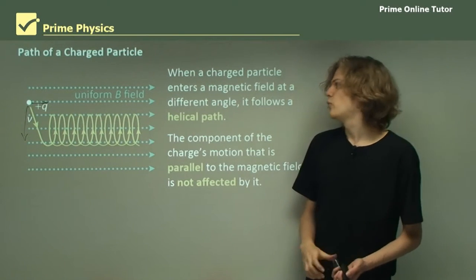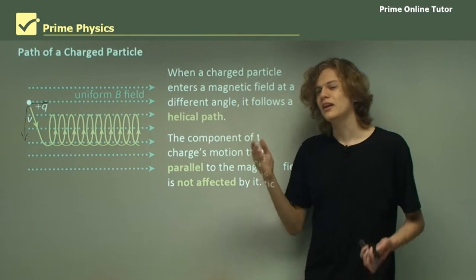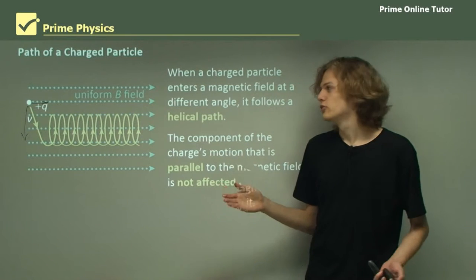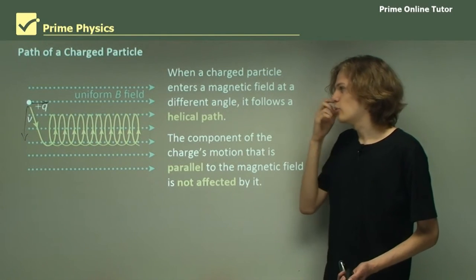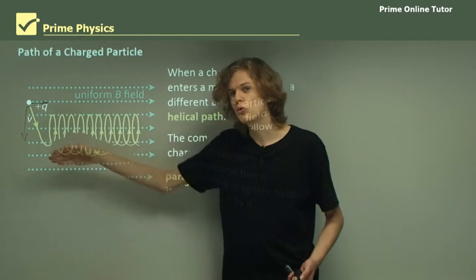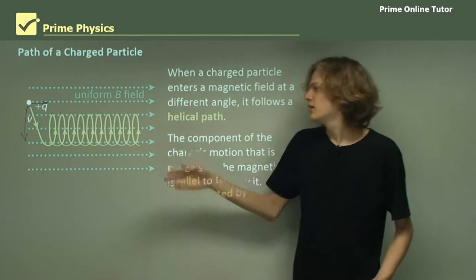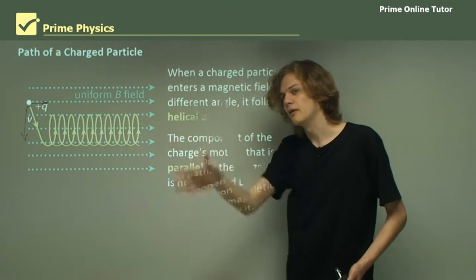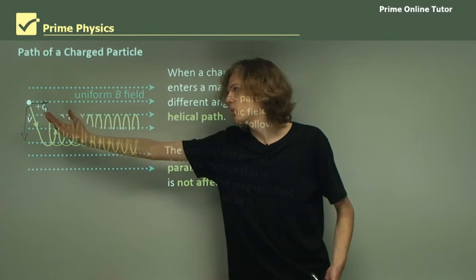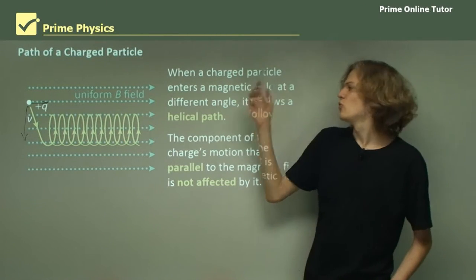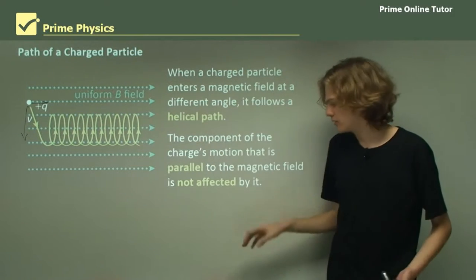Now we know that when a charged particle is moving in the same direction as the magnetic field, it does not experience a force. So this will have no effect on the path of the particle. Whereas the part that's moving perpendicular will cause the particle to move in a circle. So the net effect is that there's circular motion here, but with a constant velocity in this direction, which means that the particle follows a spiral path or a helical path.